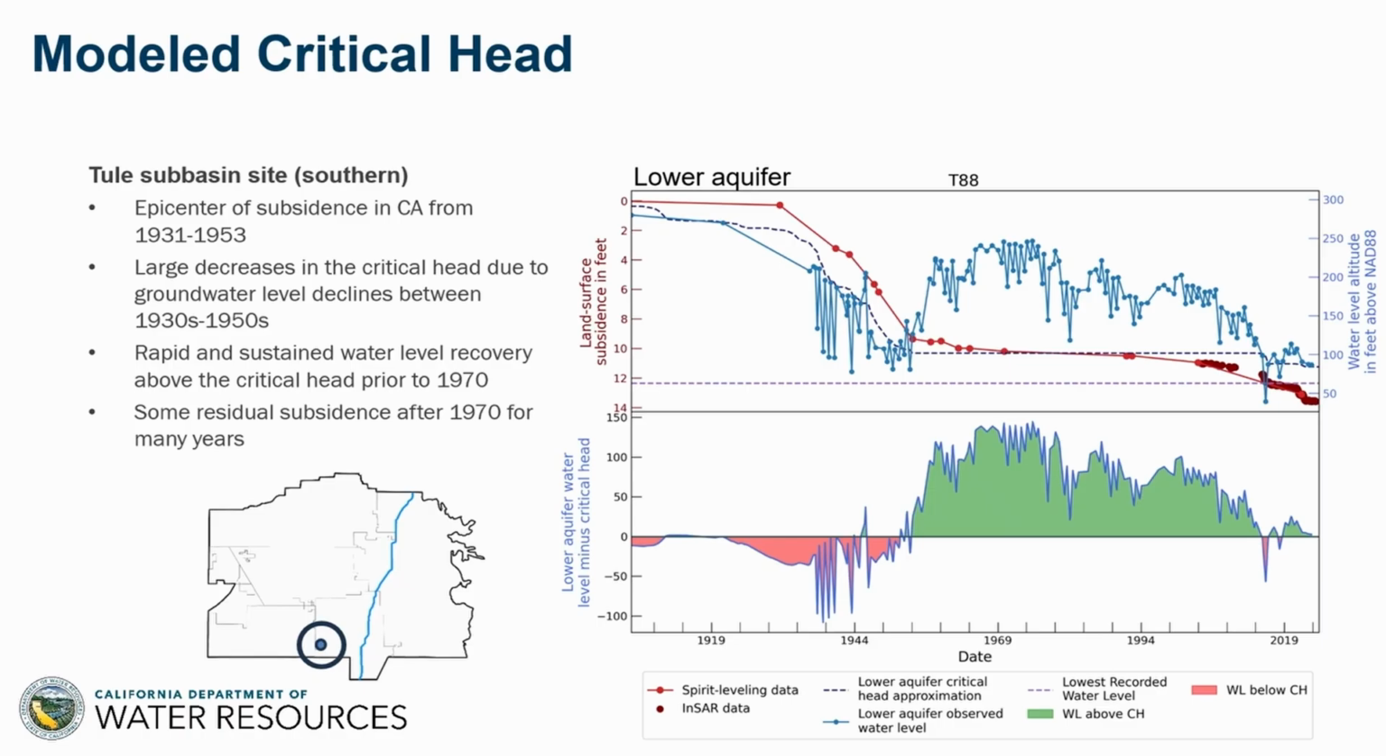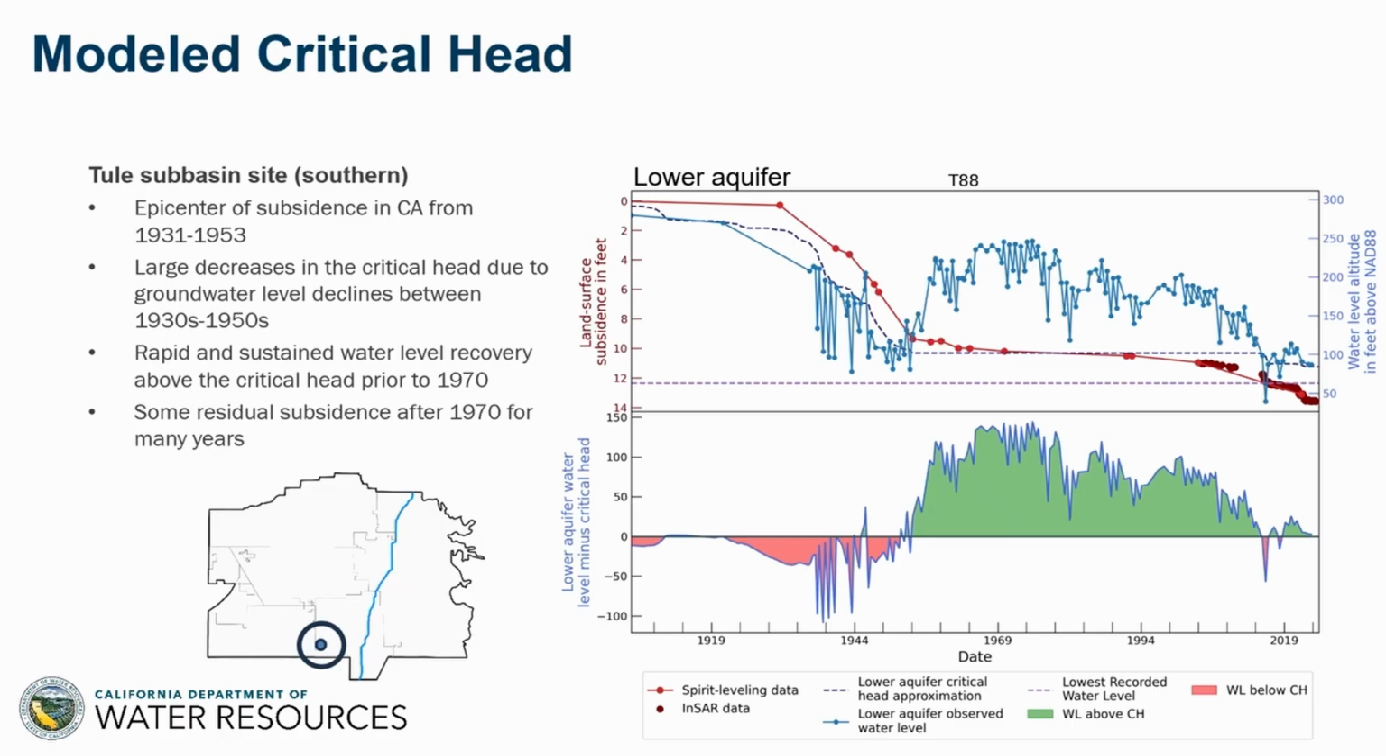Then, once the Friant-Kern Canal began water deliveries in 1951 and surface water supplies became available, the groundwater level rapidly recovered for a prolonged period. So the rapid rise in groundwater levels quickly produced a lot of cushion above the critical head for many years due to, first, the rapid and sustained water level recovery in the aquifer, and second, because of how much the critical head had declined up to that point in time.